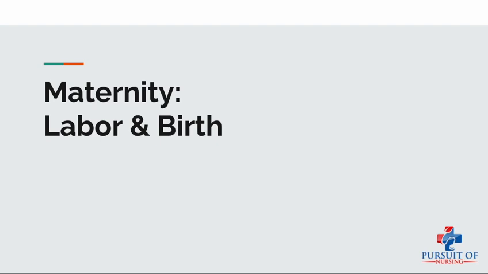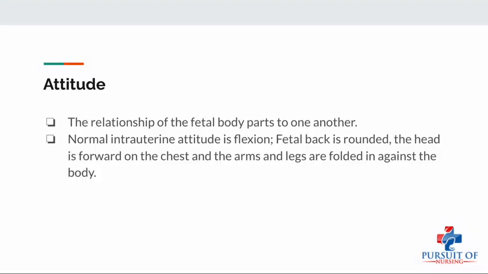About the process of labor and birth. So, attitude. Attitude refers to the relationship of the fetal body parts to one another. A fetus's normal intrauterine attitude is flexion. The fetal back is rounded, the head is forward on the chest, and the arms and the legs are folded in against the body.